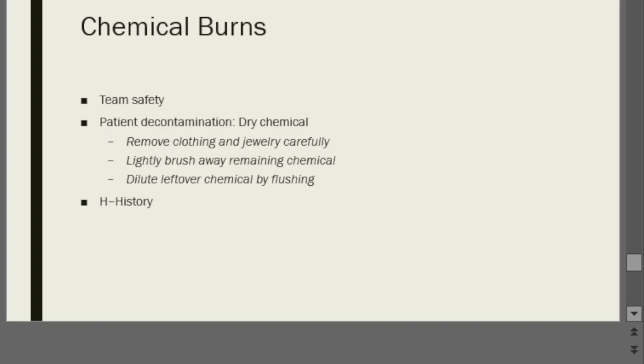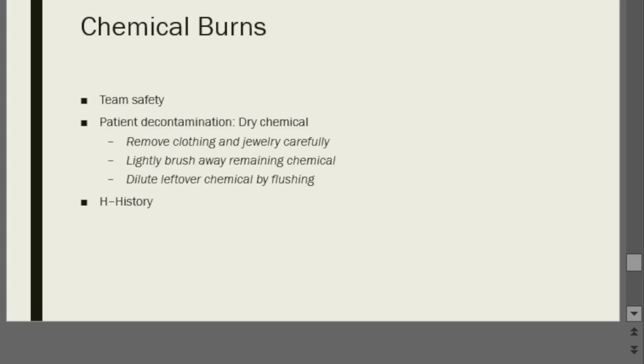Okay, so our chemical burns. First and foremost, with the chemical burns, we are going to consider the safety of the trauma team and make sure that we are not cross-contaminating or cross-exposing the trauma team to any of these chemicals. So we're going to use PPE with these patients really a lot.